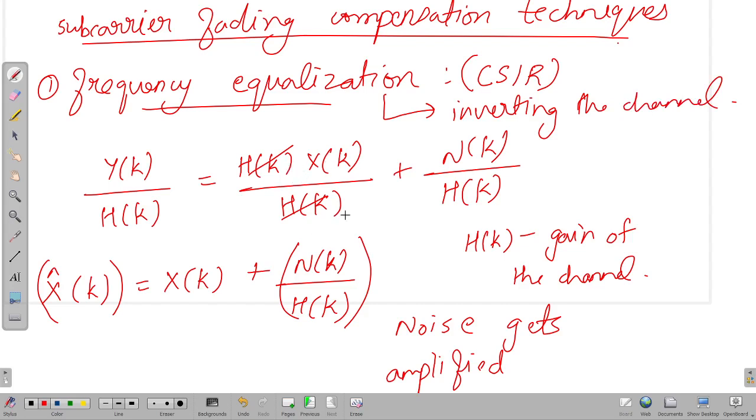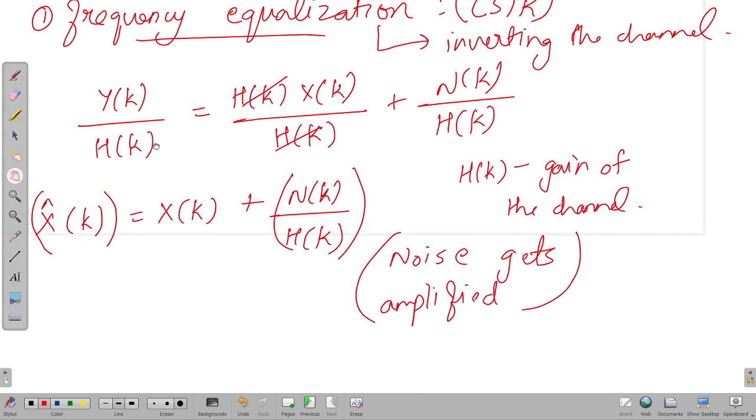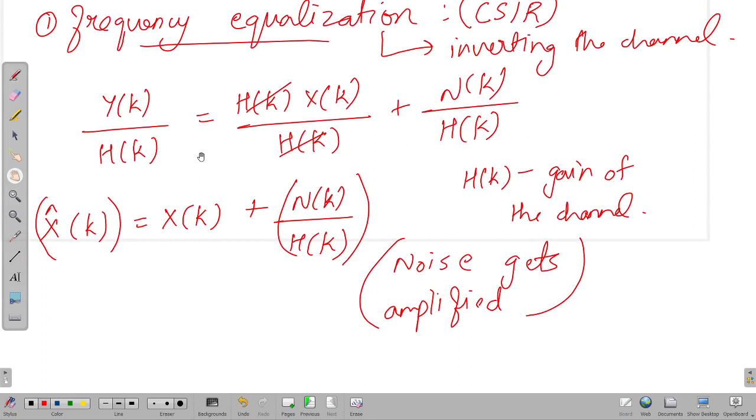By inverting the effect of the channel, we actually tend to amplify the noise. That is one of the disadvantages of frequency equalization. The frequency equalization does not fully compensate for the performance degradation due to this fading. Even though it is flat fading, this frequency equalization doesn't fully compensate for this flat fading.